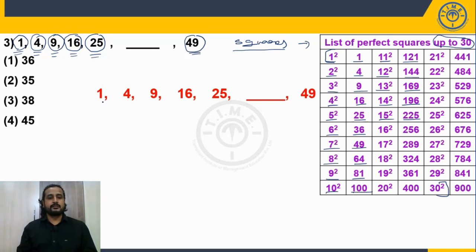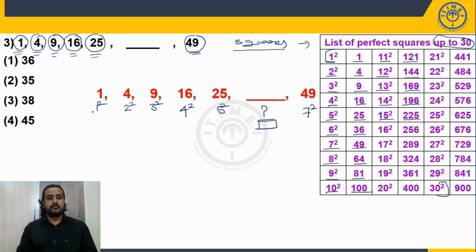Now look at these numbers. 1 is 1 square, 4 is 2 square, 9 is 3 square, 16 is 4 square, 25 is 5 square, and 49 is 7 square. Clearly it is visible that the given logic is squares: 1 square, 2 square, 3 square, 4 square, 5 square, blank, and 7 square. So what will come in the place of the blank? That is very important. The logic is squares, but which numbers are squared is also very important. So the main important point here again is the classification of numbers.